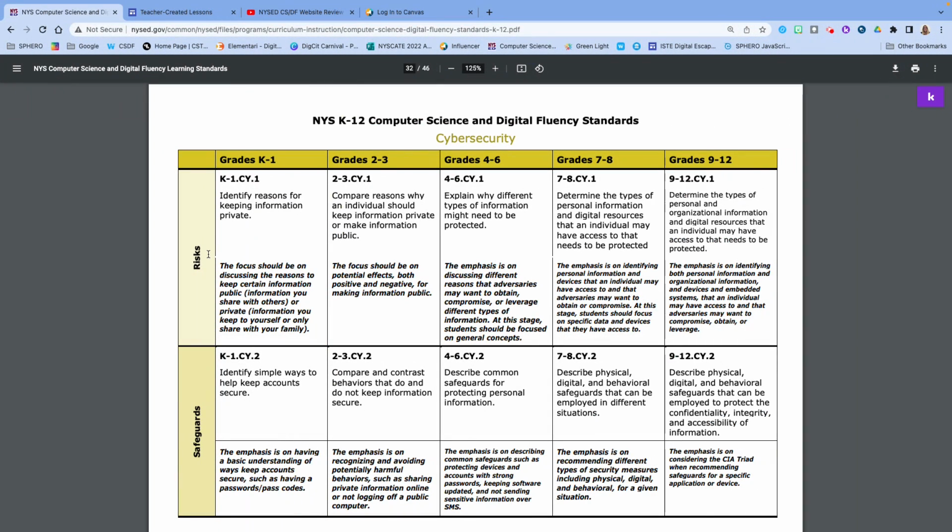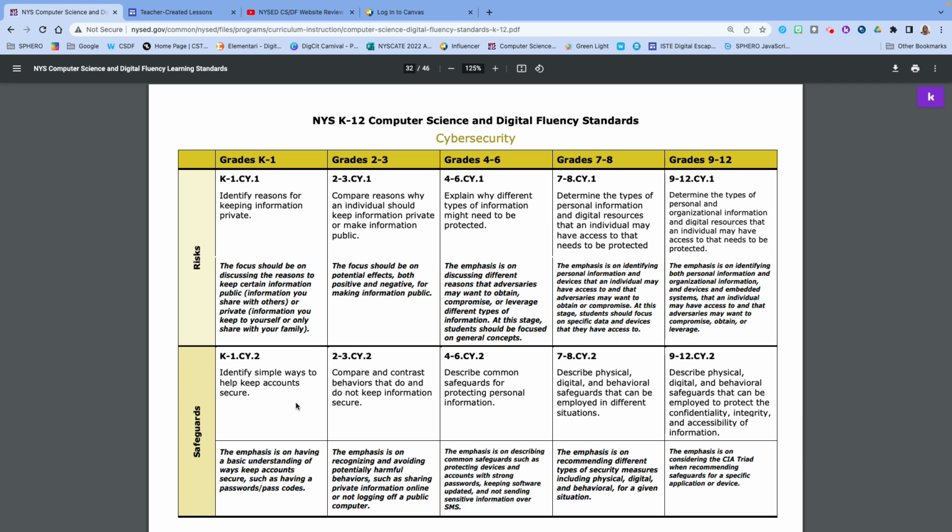So that first standard is for risks within cybersecurity. And here we're talking about private versus public information. We're really wanting to think about how our data is stored and how it's accessed as we're going through. So we're thinking about how we protect and why we should protect our information.